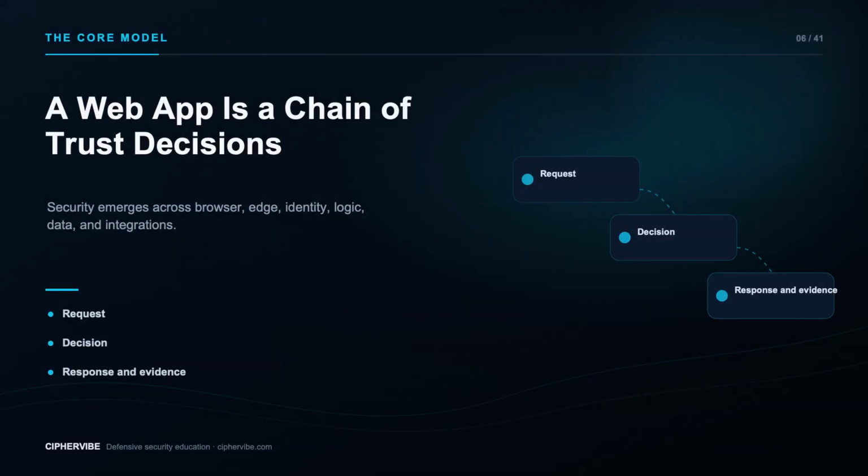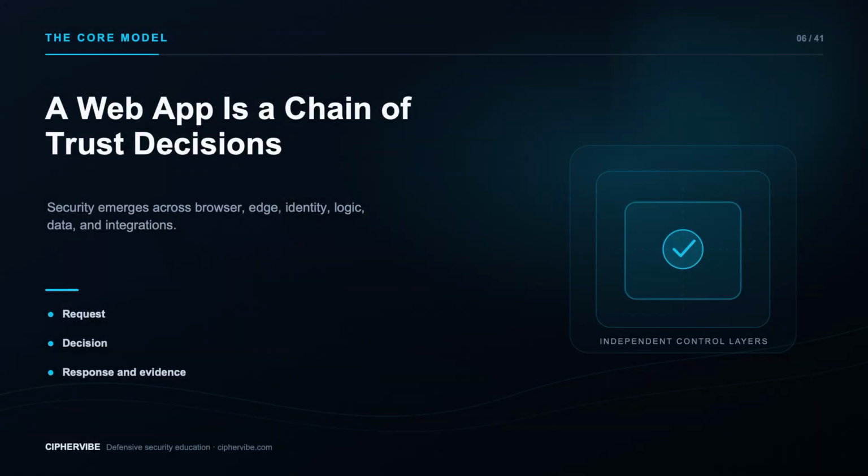The book's central strength is treating a web application as a chain of trust decisions. A browser sends a request. The server identifies a user, checks state and permissions, processes input, calls databases or services, returns a response, and records evidence. Weakness can appear at any boundary.